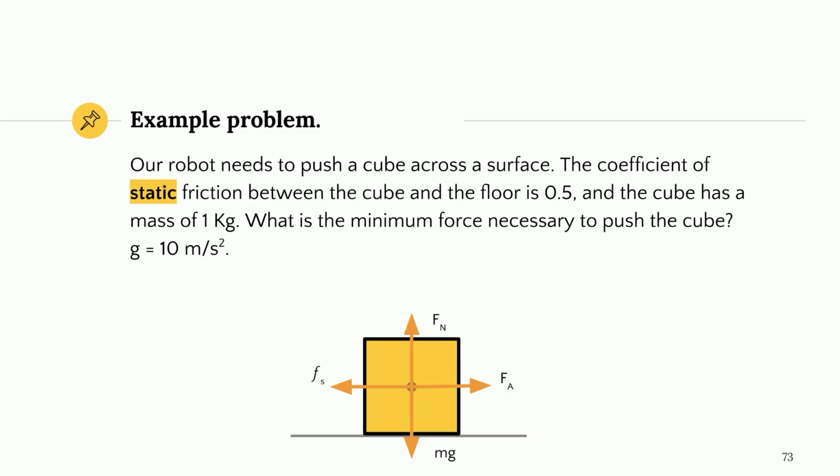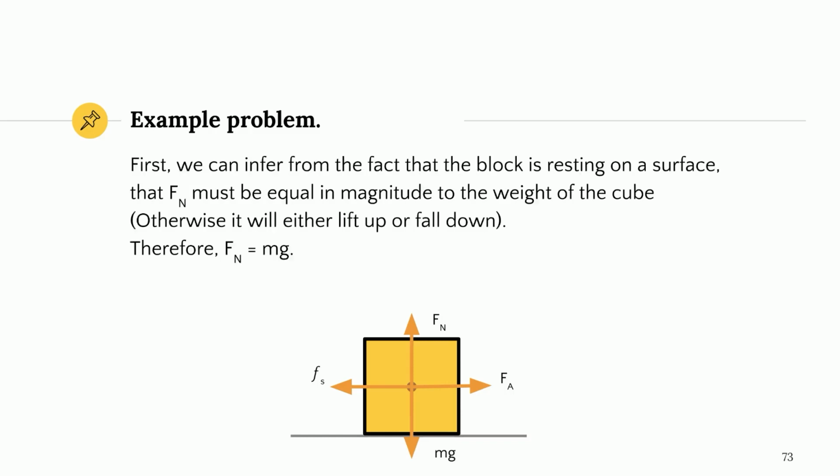Okay, this one might be a little tricky if you haven't done these type of questions before. If you have done physics, this would be a relatively easy question, but here it goes. First, we can infer from the fact that the block is resting on a surface that the normal force must be equal in magnitude to the weight of the cube. Otherwise, it will either lift up or fall down. Therefore, F_n equals m times g.